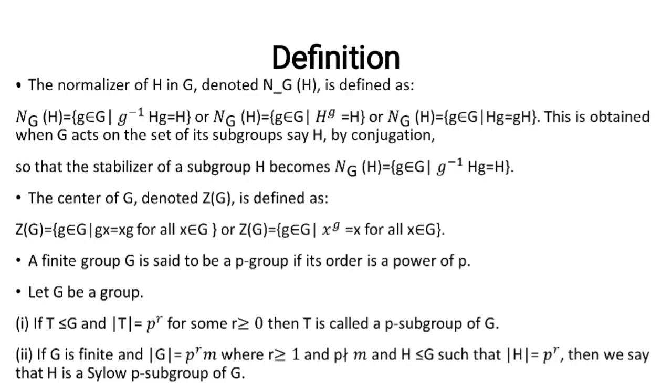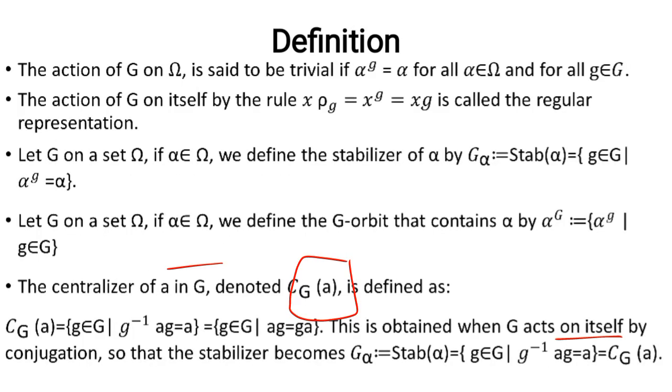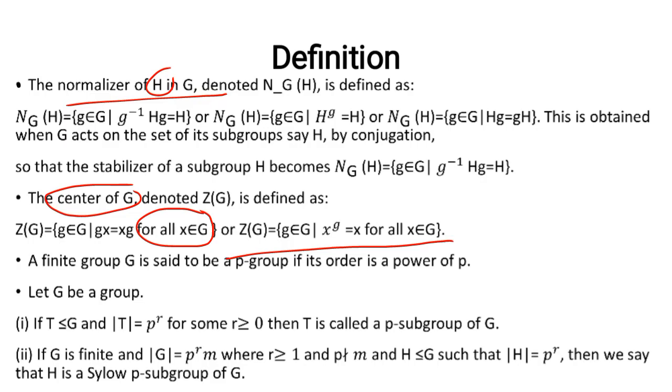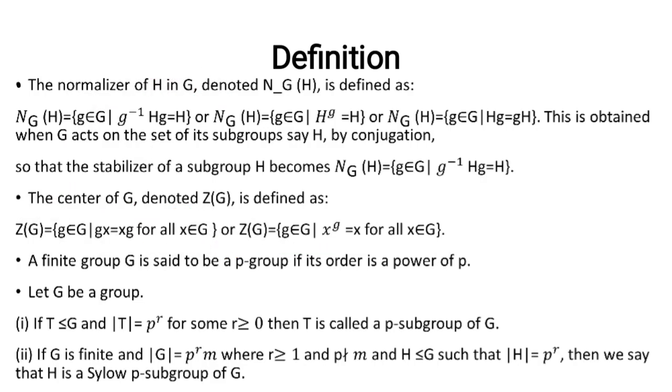We had the centralizer for an element A in G. Then we had the normalizer for a subgroup H. And right here now we have the center of G for all, can you see here? All X, all elements in G, and you can denote it this way, okay? So three definitions, very similar. Carefully note the differences.